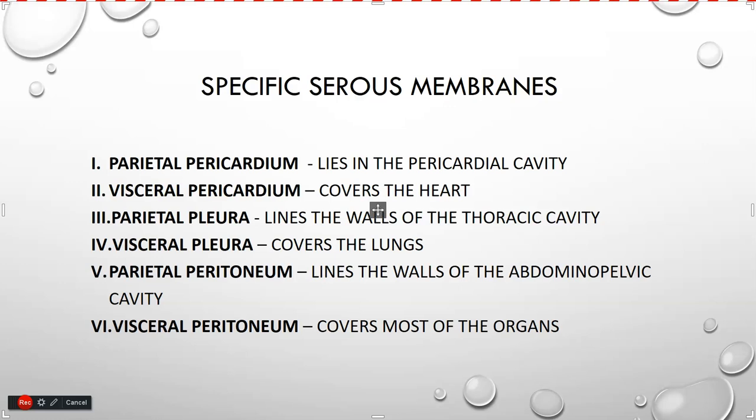So I'll repeat, the parietal peritoneum lines the wall of the abdominal pelvic cavity, whereas the visceral peritoneum covers most of the organs that lie in the abdominal pelvic cavity.